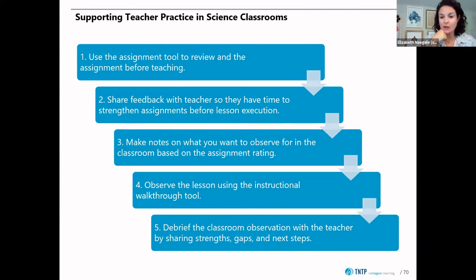Then I am going to observe the lesson using the walkthrough tool. And then finally, I'm going to debrief the classroom observation with the teacher in person by sharing strengths, gaps, and next steps.